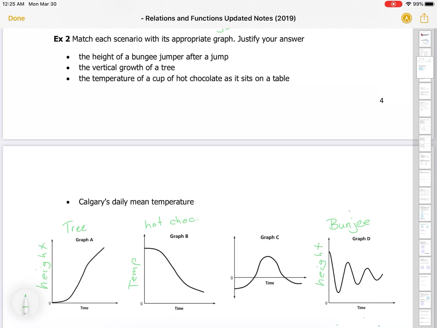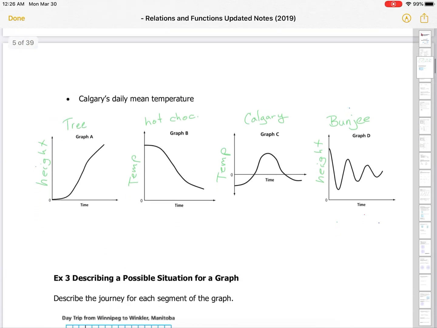And then the last one, Calgary's daily mean temperature. In the morning, it starts off cool. As the sun comes out, it gets warmer and warmer. Then as we get back towards the night, it gets cool again. So this is going to be Calgary's mean temperature. With graphs, it's about thinking about what is happening. Sometimes you have to fill in the data. Sometimes you have to use common sense, but also think about what exactly is going on in that graph.